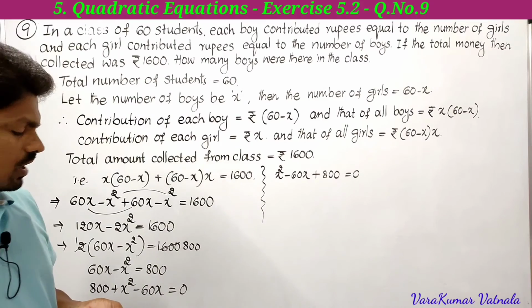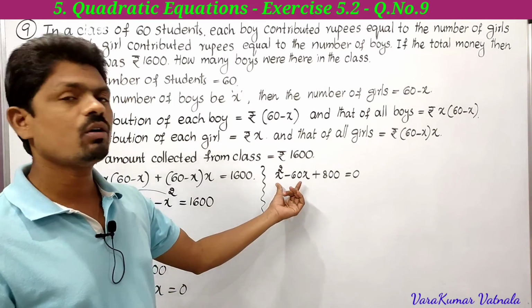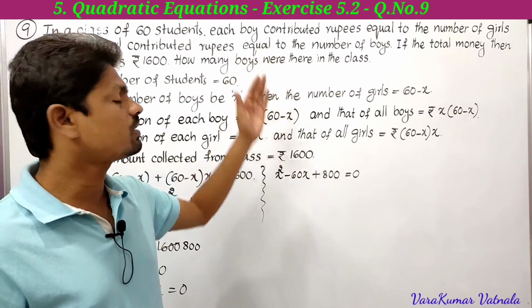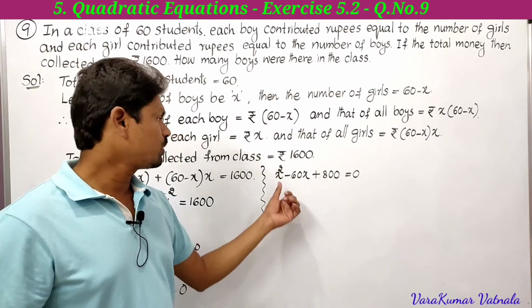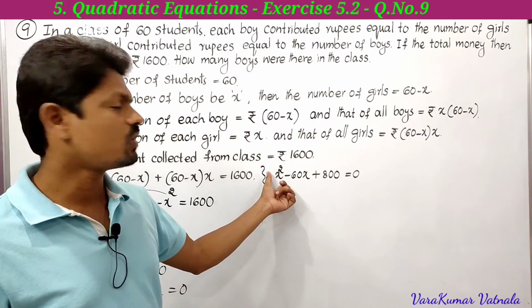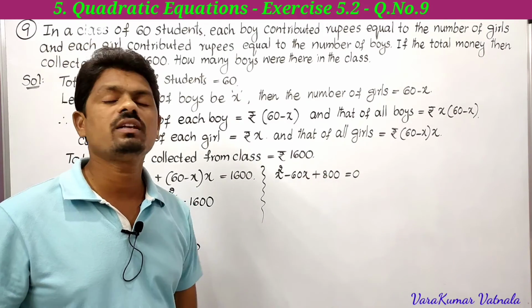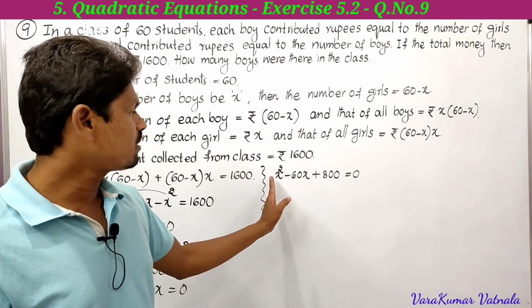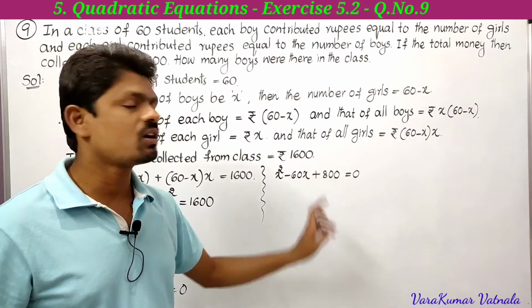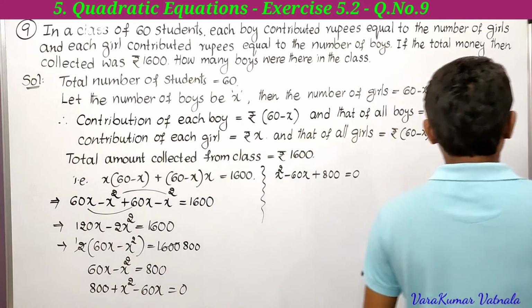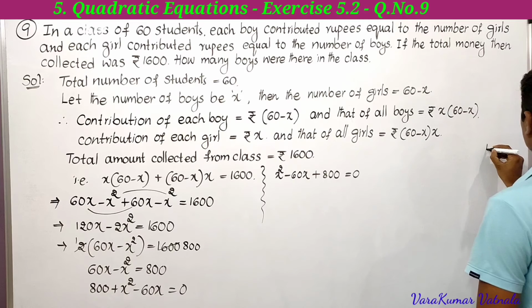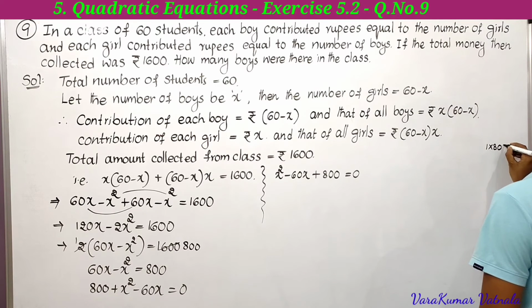So now we have the quadratic equation. We have formed a quadratic equation from the given situation. Here the coefficient of x square is 1, the coefficient of x is minus 60, and the constant is 800. So multiply the coefficient of x square with the constant. The coefficient of x square is 1 into the constant 800, 1 into 800 equals 800.